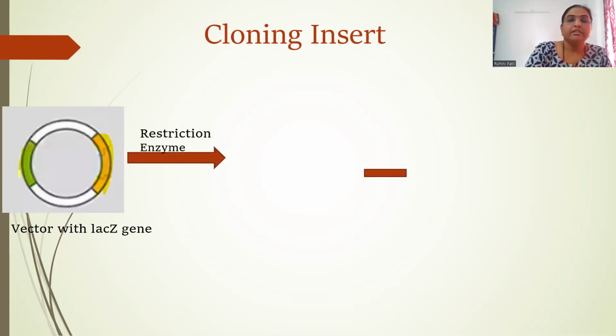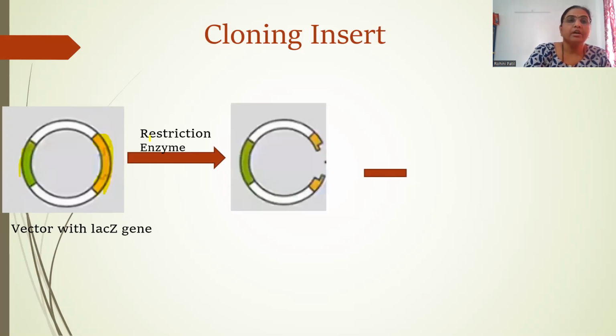Next, when you have to add an insert, you have to go for restriction digestion, and for that purpose you have to use a restriction enzyme. From the MCS, you can select any one of the restriction sites, select the restriction enzyme accordingly, and open up the vector. Restriction enzymes, also called molecular scissors, cut the vector, and in this way the vector is opened.